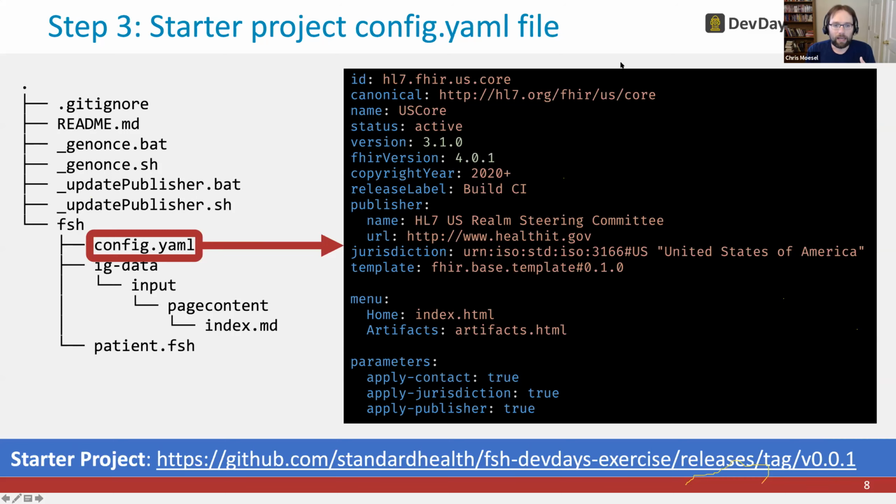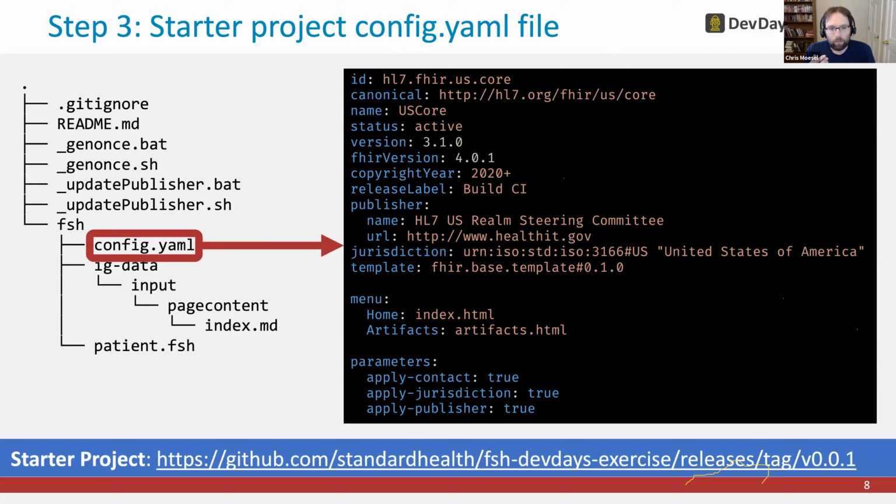One is that we have a publisher and jurisdiction defined here in the configuration. And then at the bottom of the file, we have some parameters. These parameters are actually passed through to the IG Publisher. And the ones that we've enabled are apply contact, apply jurisdiction, and apply publisher. What this does for us is it will take that publisher, the publisher contact information, and the jurisdiction, and it will apply it to every profile that we define in US Core IG, as well as value sets and things like that. That way, we do not have to go through and define those on every profile individually.